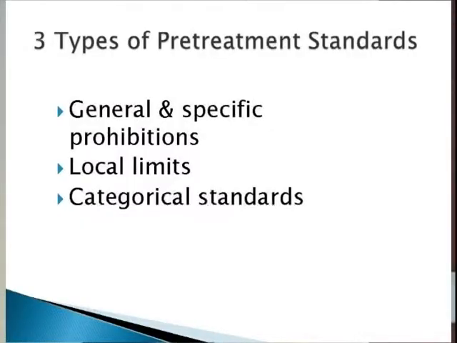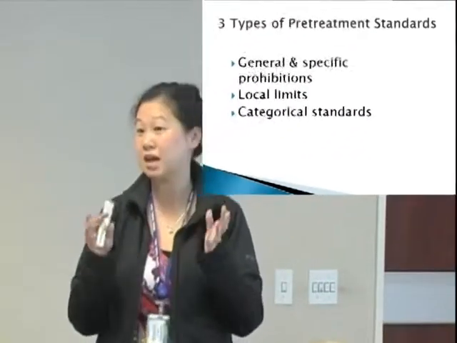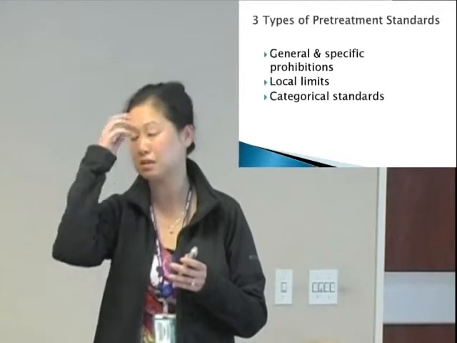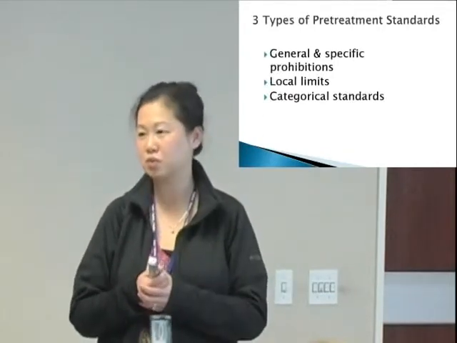All right, so there are three main types of pretreatment standards. There are the general and specific prohibitions, which are listed in 403. There are local limits that POTWs have to develop based on the treatment capacity and technology of their plant. And then there are the categorical standards, which are published by EPA.